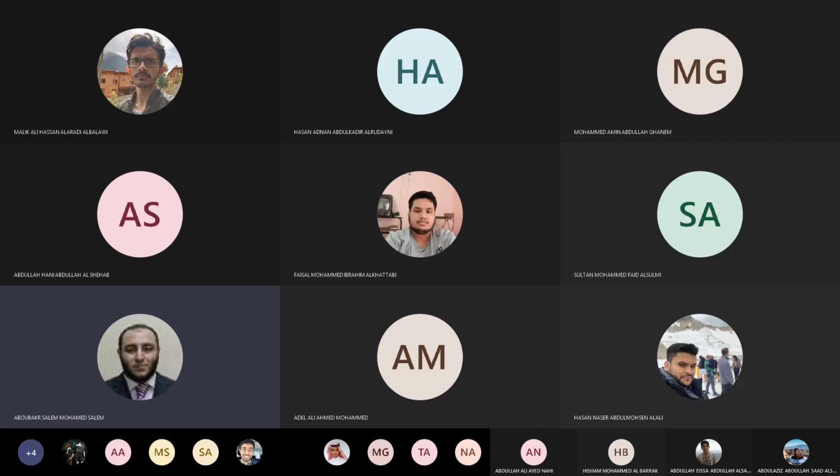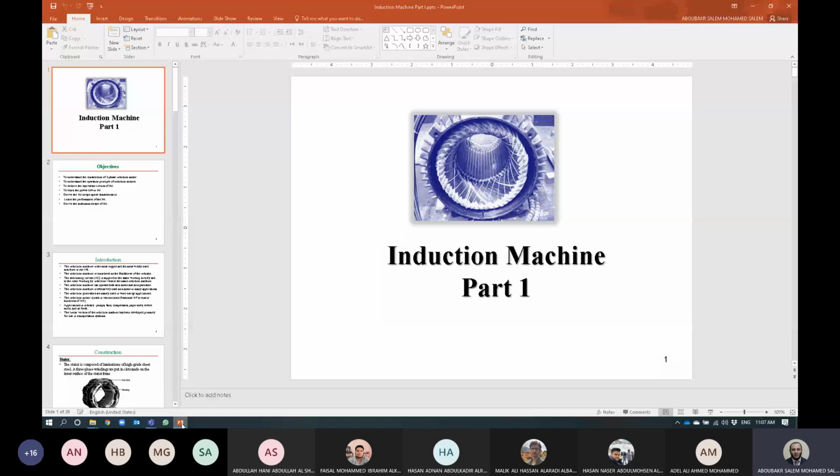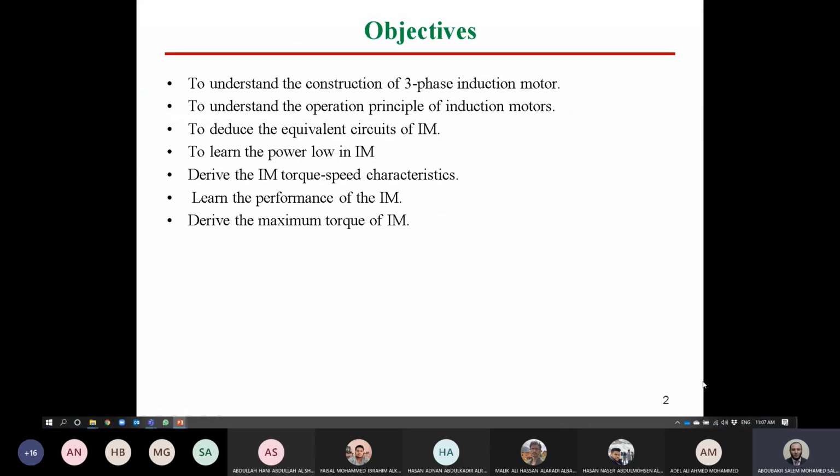Let's start a new topic, which is the induction machine. Of course, I know you already learned induction machines, specifically the induction motor, in the EE360 course. Of course, we should build on this course. However, we are going to refresh your knowledge again, and we are going to review the main important parts you already had in 360 and continue with the new topics in our course.